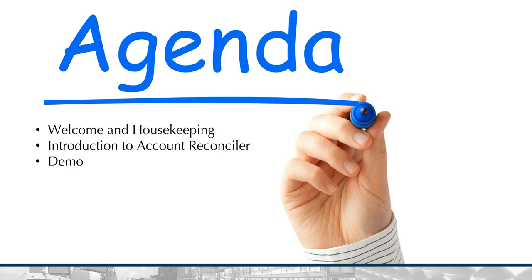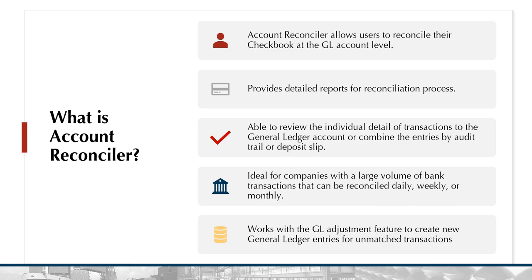For this review online demonstration, we'll give a brief introduction of the Account Reconciler as well as an online demonstration. The Account Reconciler allows users to reconcile their checkbook at the GL account level versus the checkbook level, like with bank reconciliation. It has the ability to provide detailed reports for your reconciliation process. You can review the individual details of each transaction to the general ledger account or combine the entries being reviewed by audit trail or deposit slip.